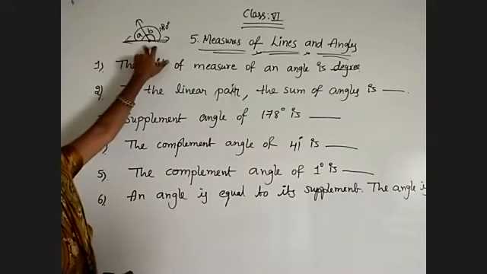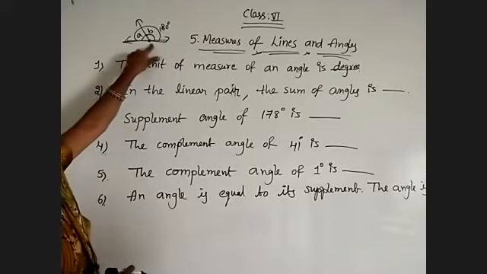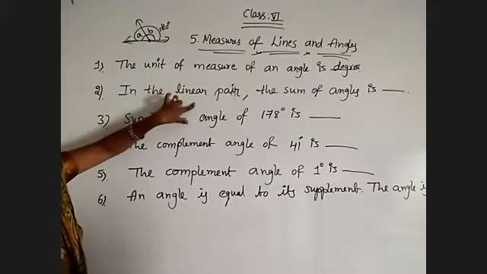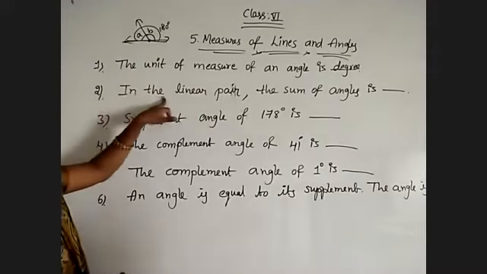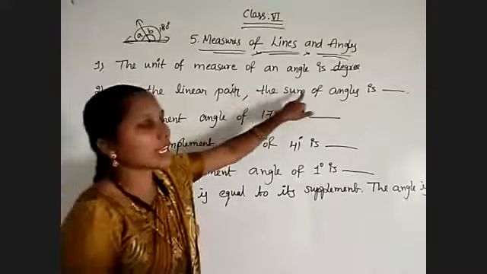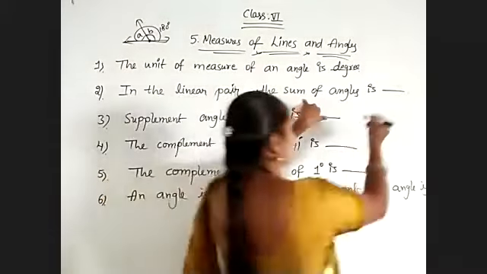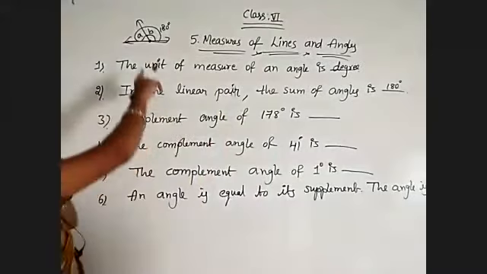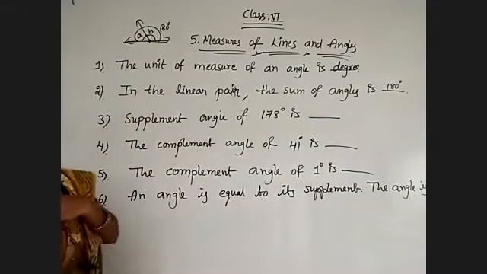Yesterday only we discussed this. Two angles that are adjacent as well as supplementary are said to be a linear pair. So now observe, in a linear pair, the sum of the angles is equal to how much? 180 degrees. Okay, observe, A plus B is equal to 180 degrees.